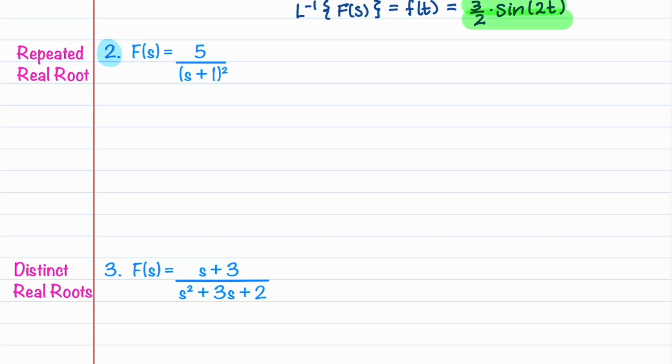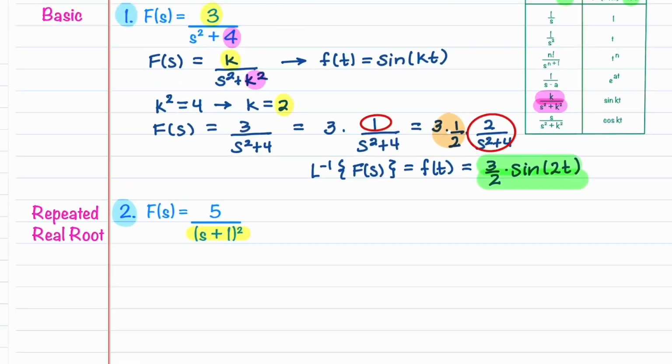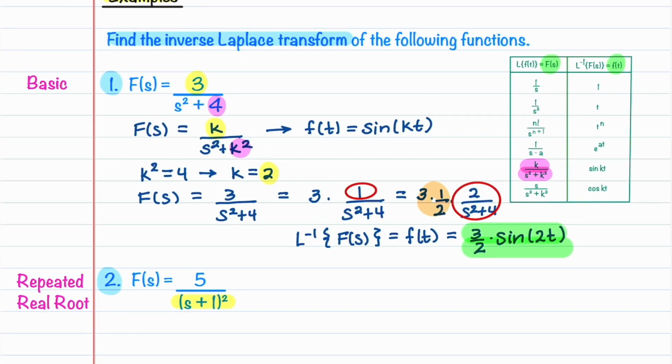Let's now look at our second example. We're going to find the inverse Laplace transform of 5 divided by the quantity s plus 1 squared. Here we have a squared linear factor in the denominator, and if we go back up here to the table, this looks similar to the table entry 1 divided by s squared.